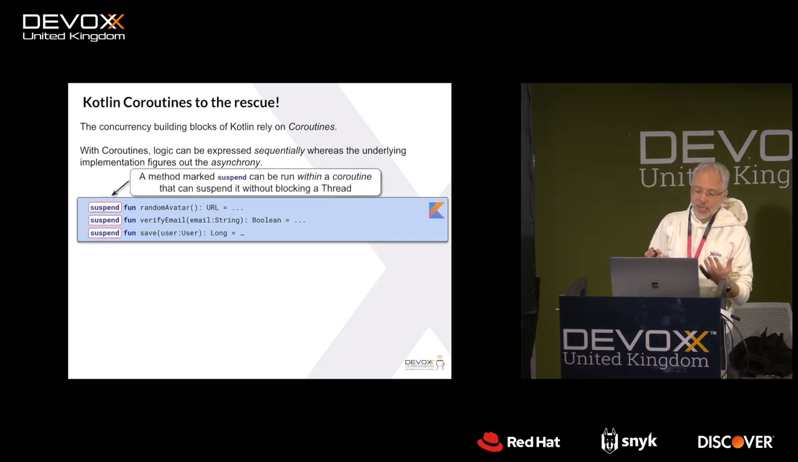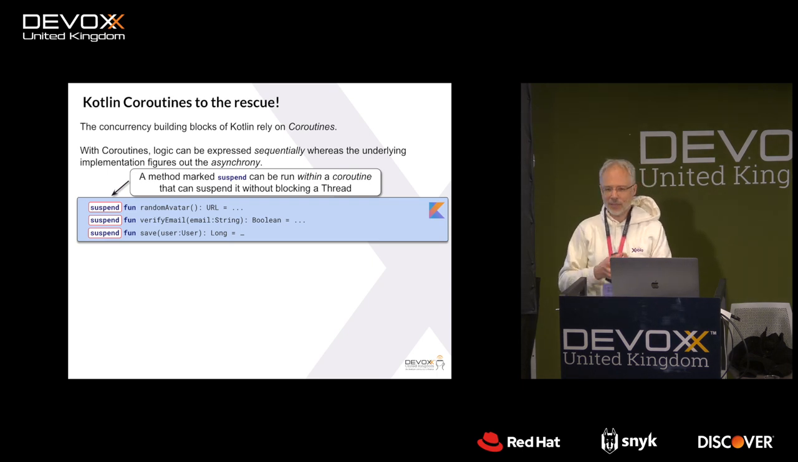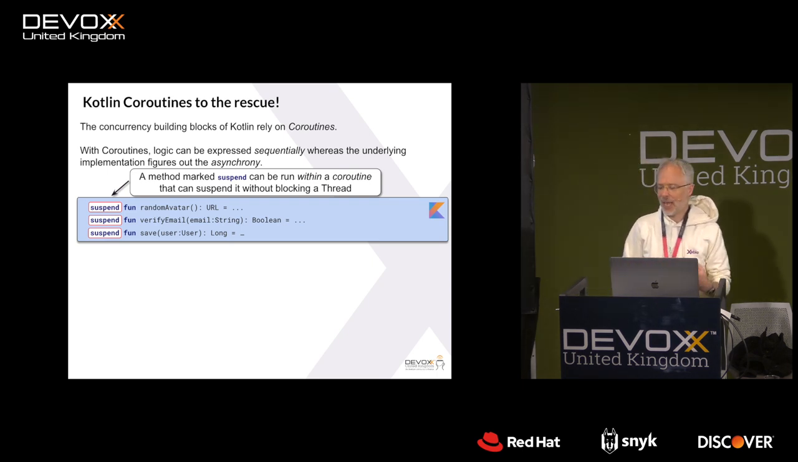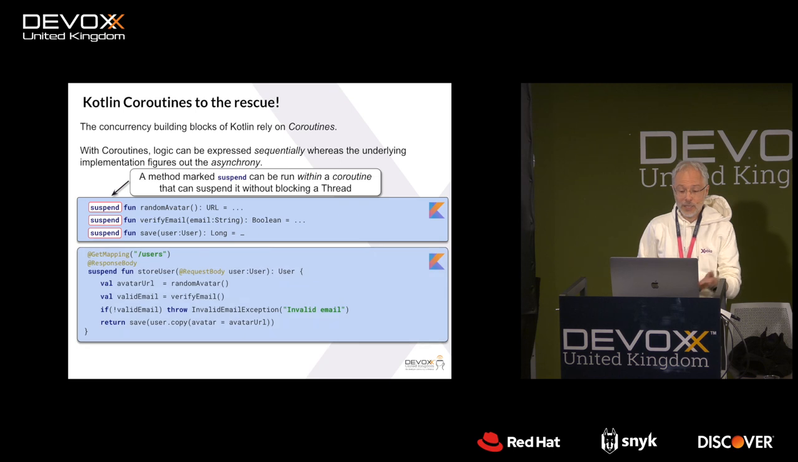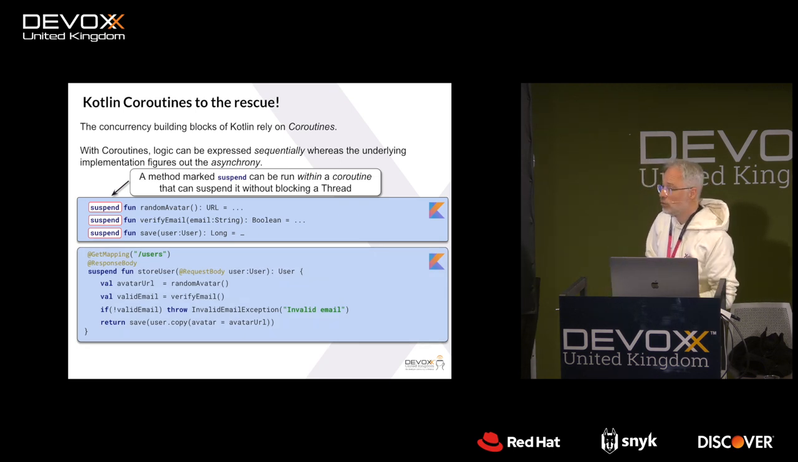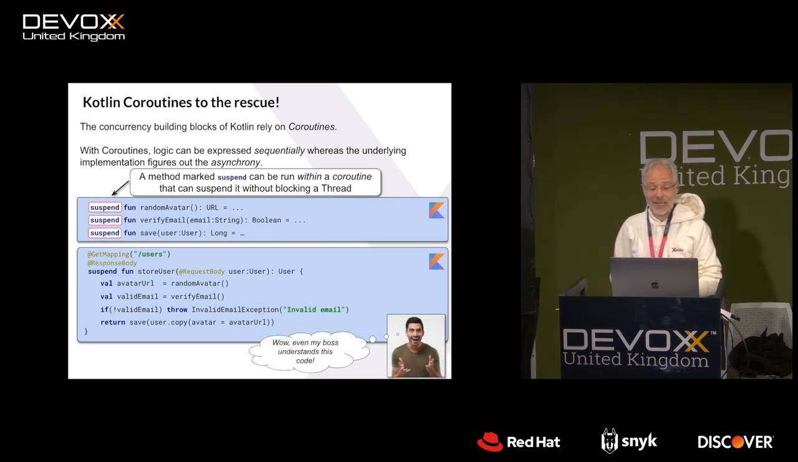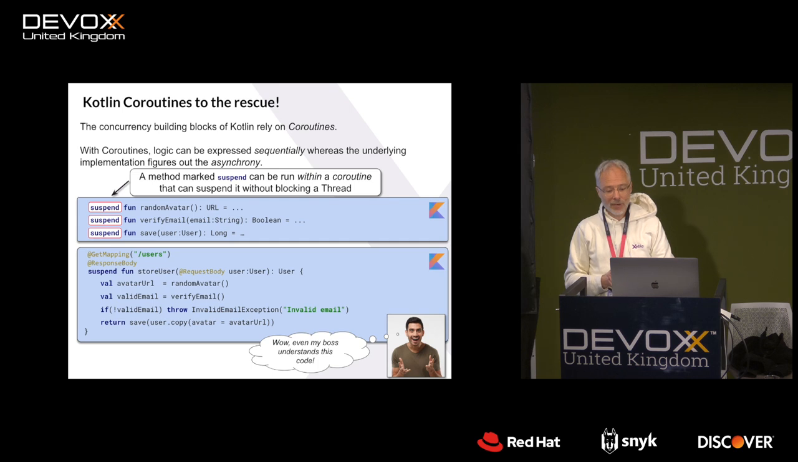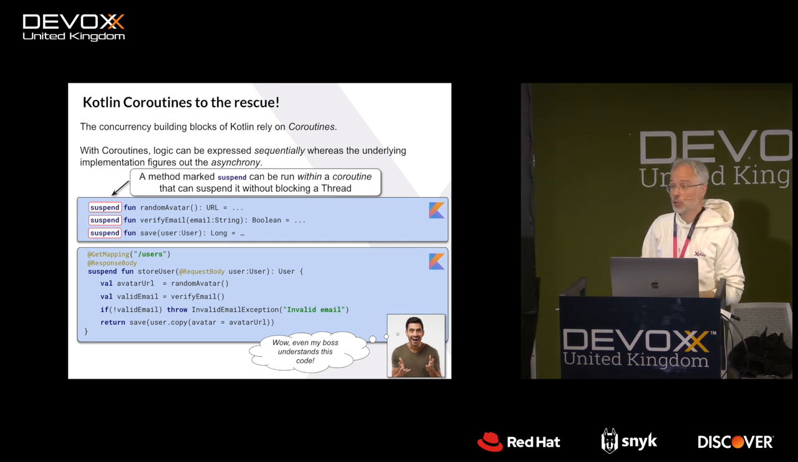In order to do this in Kotlin, what you need to have are those so-called suspend methods. Suspend methods are special methods that can only be executed by a coroutine. And they have the effect that they never block an underlying thread. This is how the code would look like if you used coroutines. And this code would really perform as well as the reactive counterpart we've seen before. Your boss understands this code, so apparently this really must be easy code to maintain for all of us.